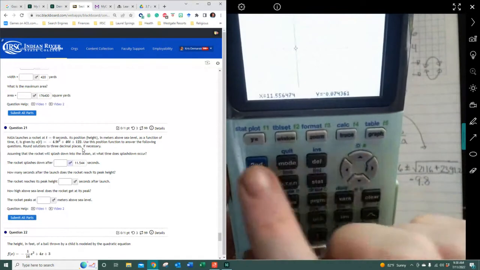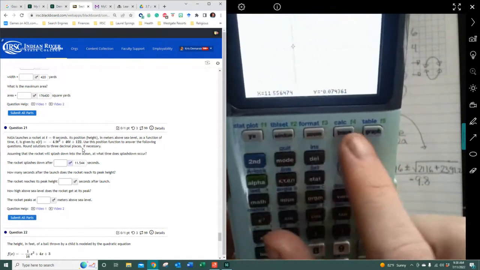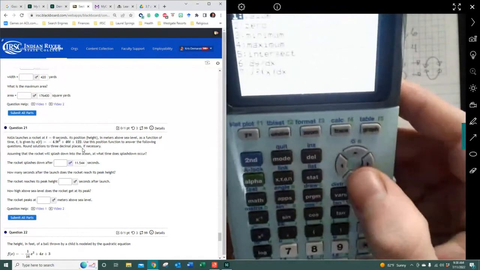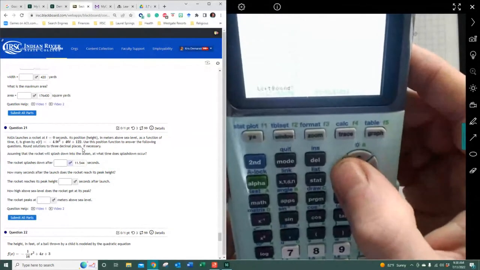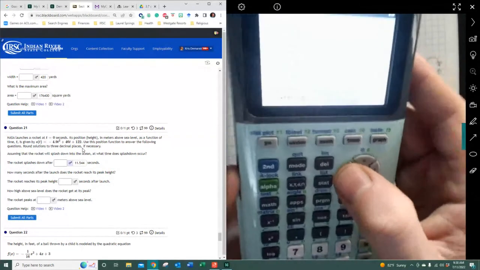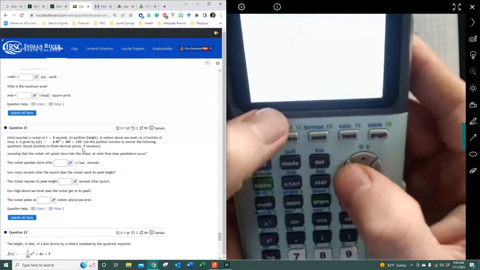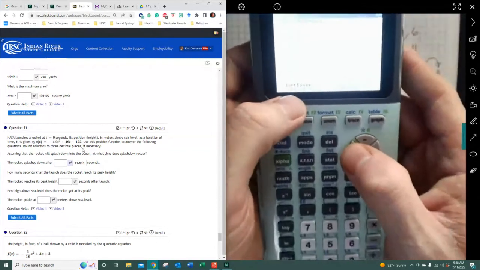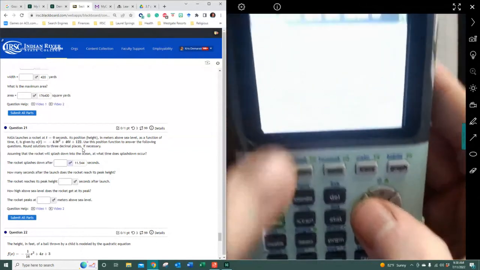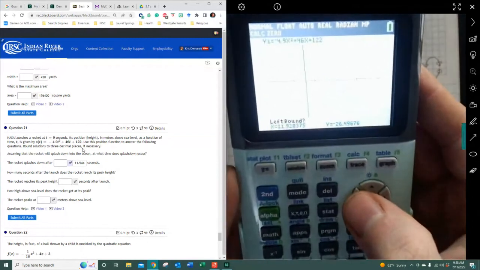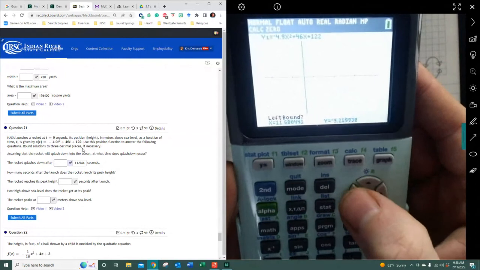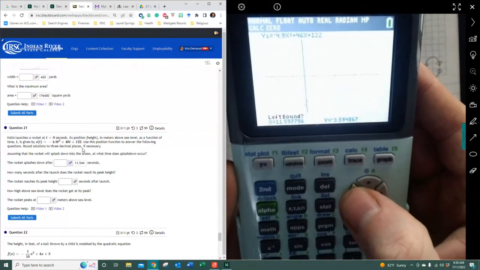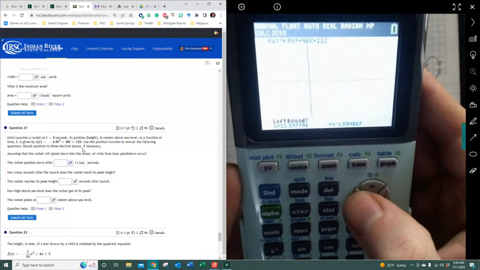All right. So what I can do is I can hit second trace, which is calculate for a zero. And I need to go ahead and see this value system. I need to be left and right. How do I get you to see it? Man, it's hard to see it. So I need to be left and right of that.